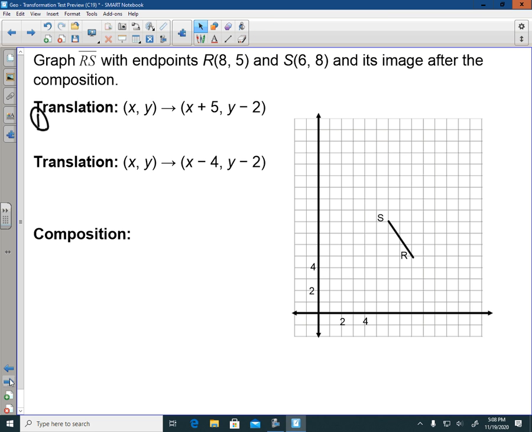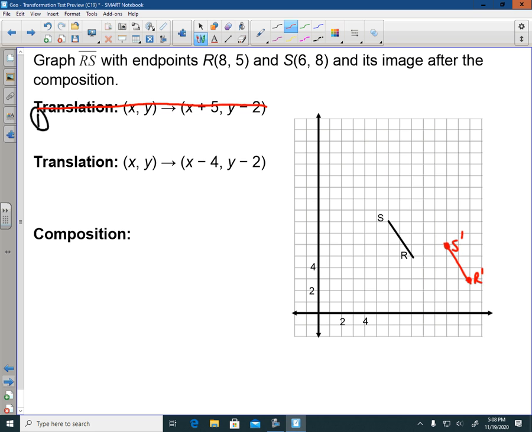So we're going to take S and move it 5 units to the right, 1, 2, 3, 4, 5, and 2 units down, 1, 2, and get S prime. We're going to do the same thing with R. 1, 2, 3, 4, 5 to the right, and 2 units down for R prime, and that is the first translation. Now we're not going to go back to the beginning.